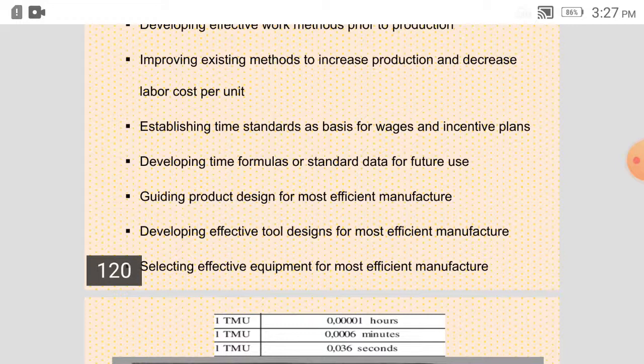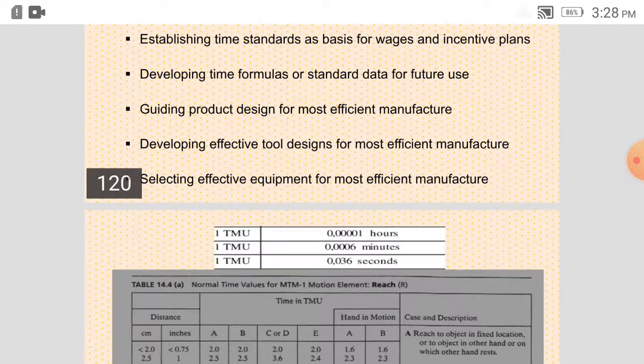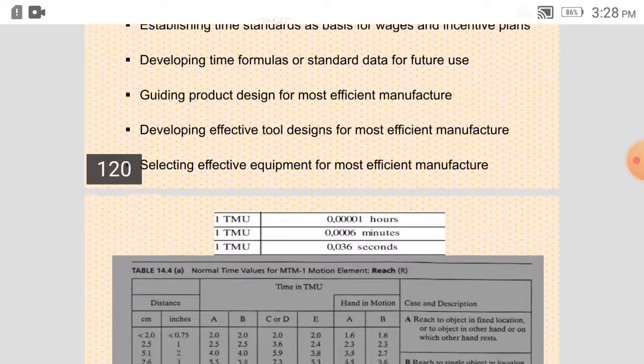Guiding product design for most efficient manufacture. So by doing all this time study, we can also suggest some changes in the product design. Developing effective tool design for most efficient manufacturing. Selecting effective equipment for most efficient manufacturing. So by studying all this, we can go for improvement in design, and improvement of the tools and the equipment used. All this we can do with the help of this type of study.